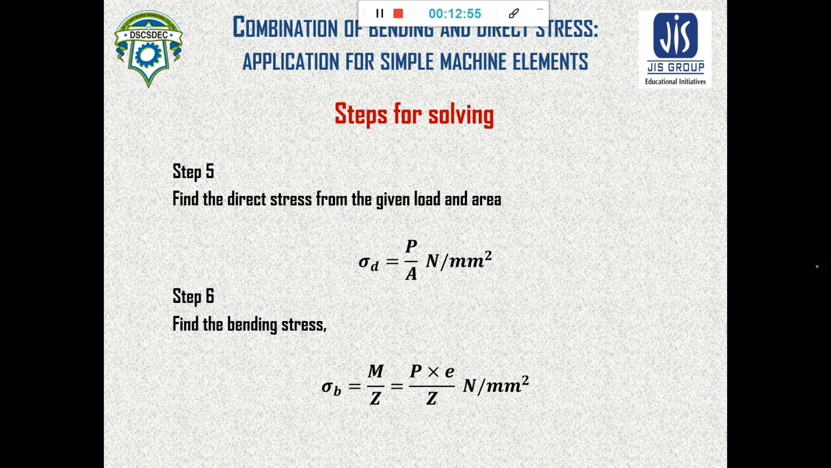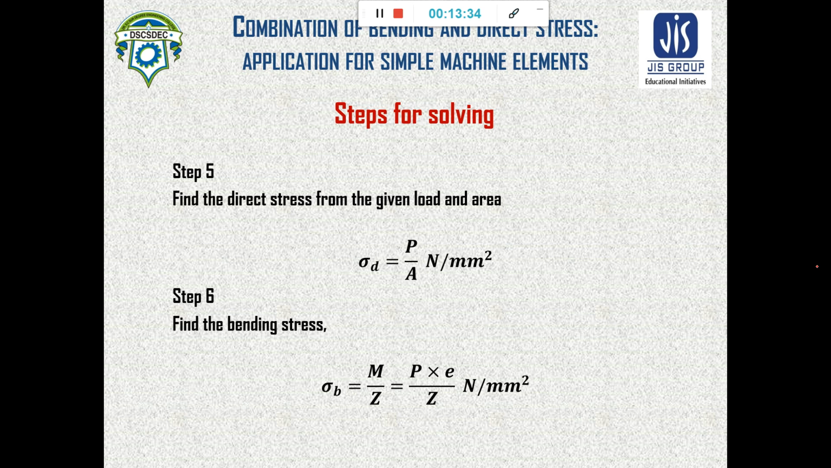So by now we have two values handy, the direct stress value and the bending stress value. Now in case of eccentric loading, as we concluded earlier, the total or resultant stress will be the combination of bending stress and direct stress. So the maximum stress and minimum stress are what we have to find out.